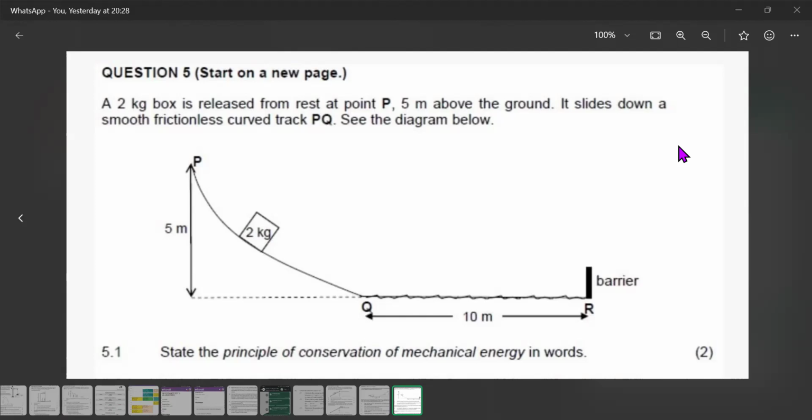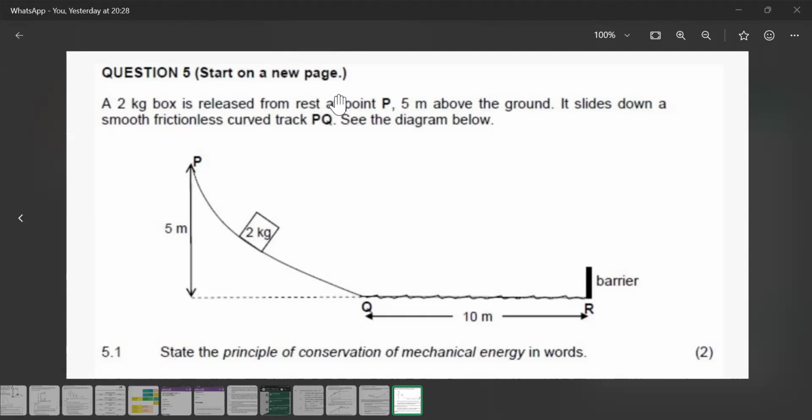Then they say it slides down a smooth, frictionless, curved track, which is PQ, as we can see in this diagram. And here they tell us that there is no friction on this track, on the curved surface PQ. And when there is no friction, then you know that mechanical energy has to be conserved. Because every time there is no friction, there is no applied force, then we know that there is actually an isolated system.